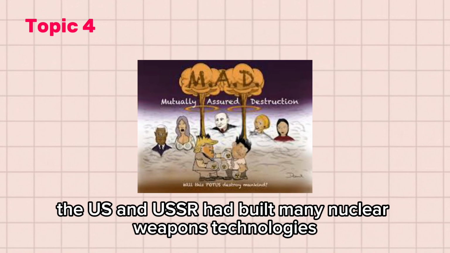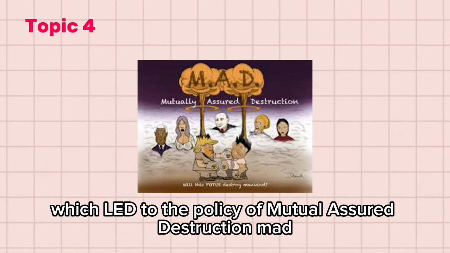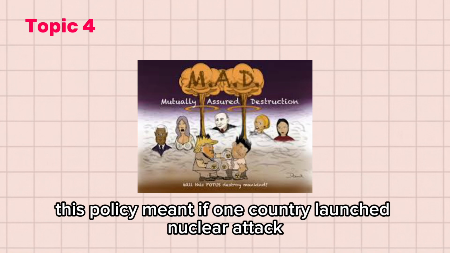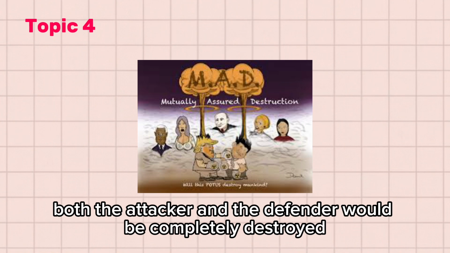Effect number 4. Policies. During the Cold War, the US and the USSR had built many nuclear weapons and technologies, which led to the policy of mutually assured destruction, MAD. This policy meant if one country launched a nuclear attack, both the attacker and the defender would be completely destroyed.